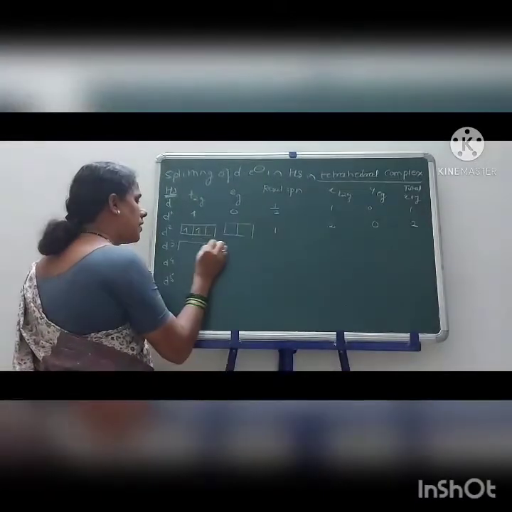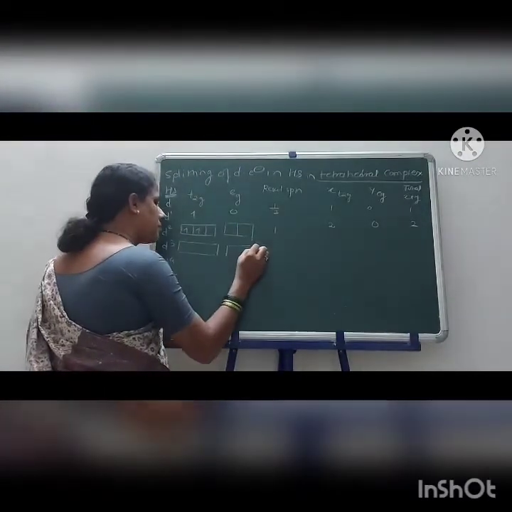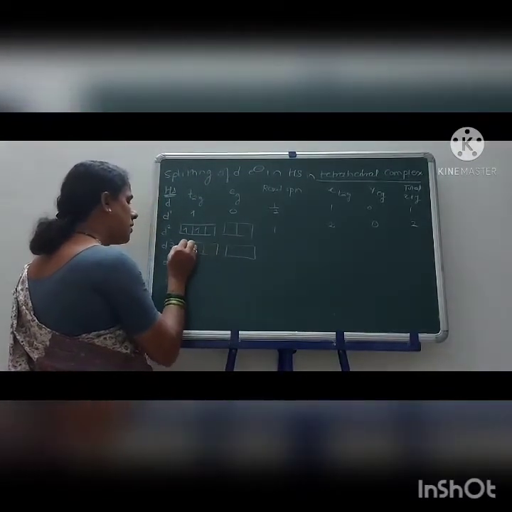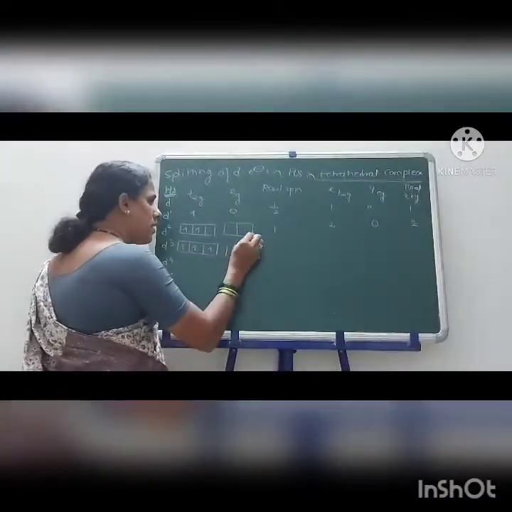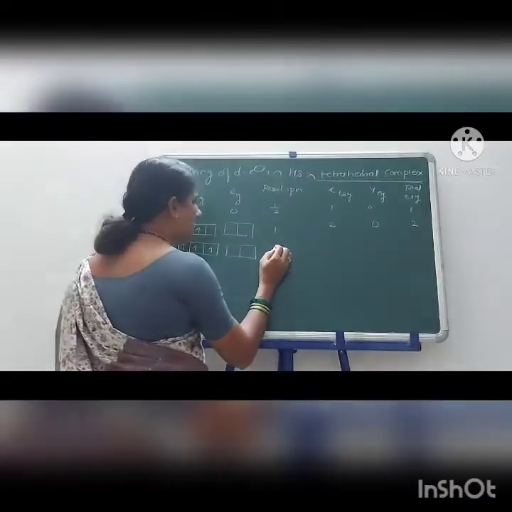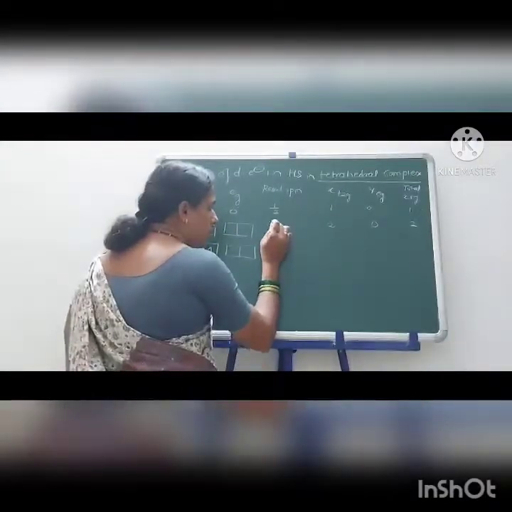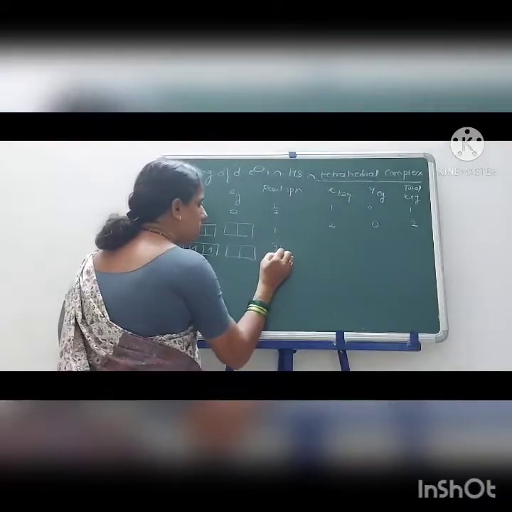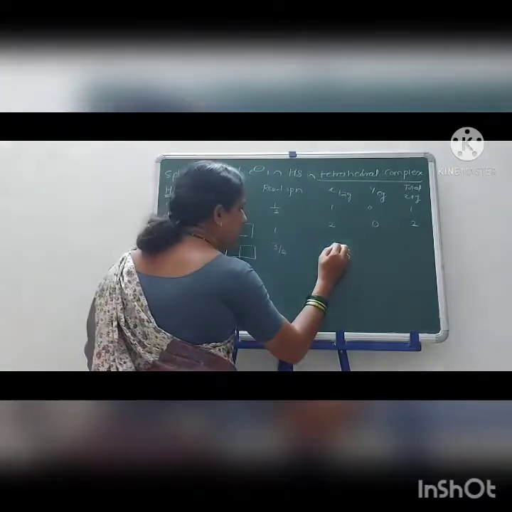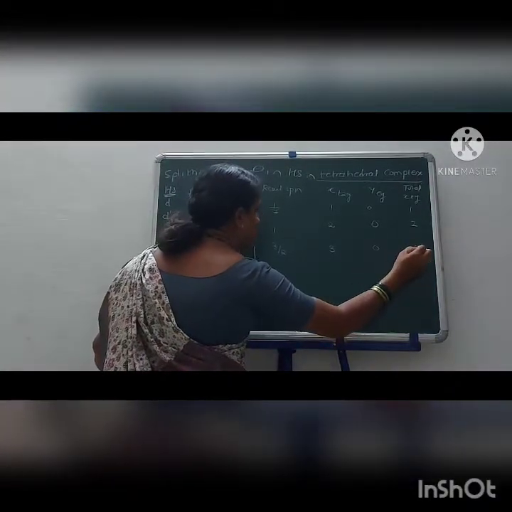Of D3, see here 1, 2, 3 according to Hund's rule of maximum multiplicity. Here also EG is 0. Resultant spin is equal to how much? That is half plus half plus half, that is equal to 3 by 2. X is equal to 3, plus 0, equals 3.